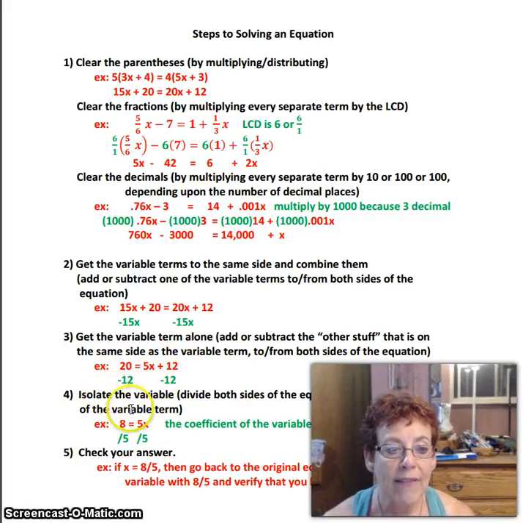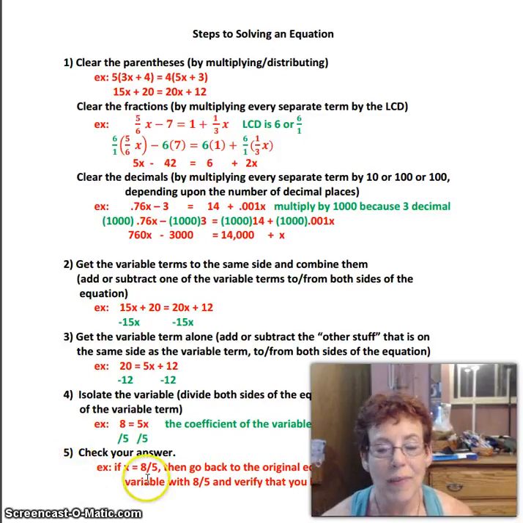Then, once we have our variable term alone and something else on the other side, whether it's a number or a fraction, which it wouldn't be because we got rid of fractions up in that first step, but whatever we have here, even if it's a 0, we want to divide both sides by the coefficient of the variable term. That is the number in front of the variable. In this case, the coefficient is 5, so we divide both sides by 5.